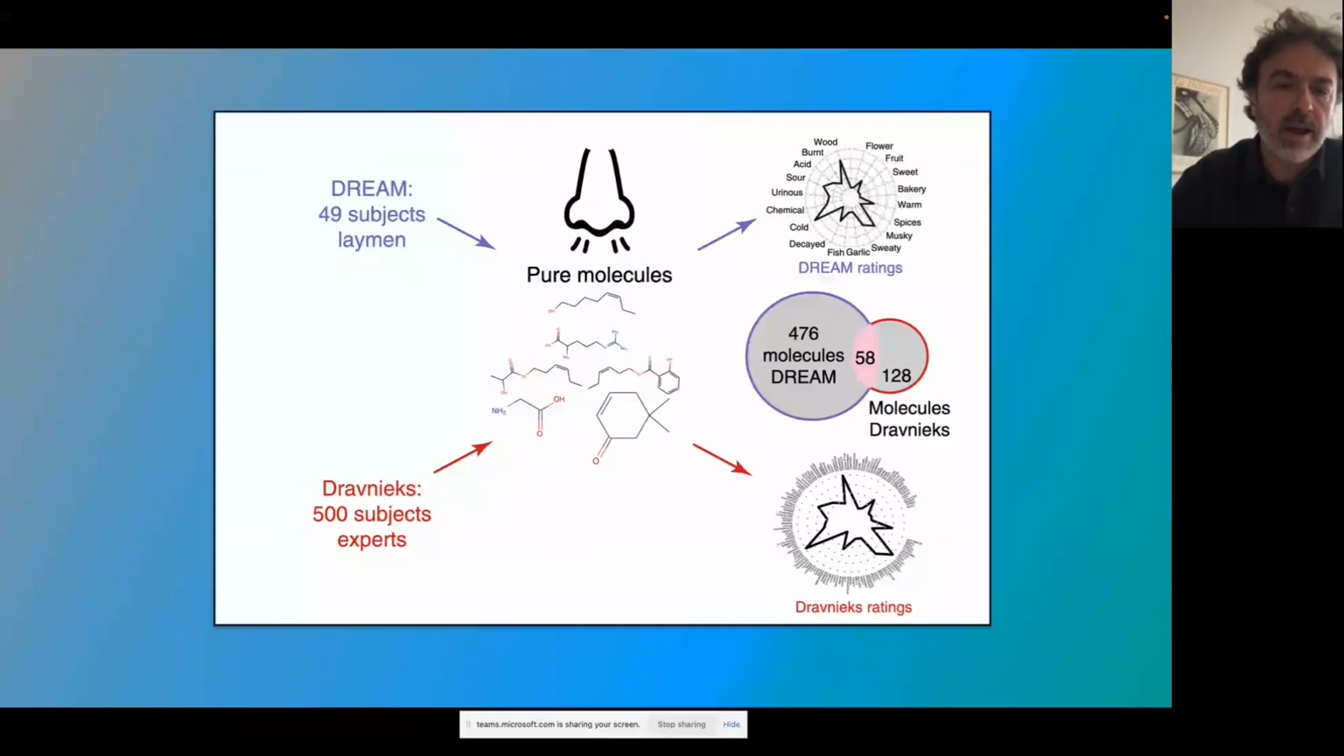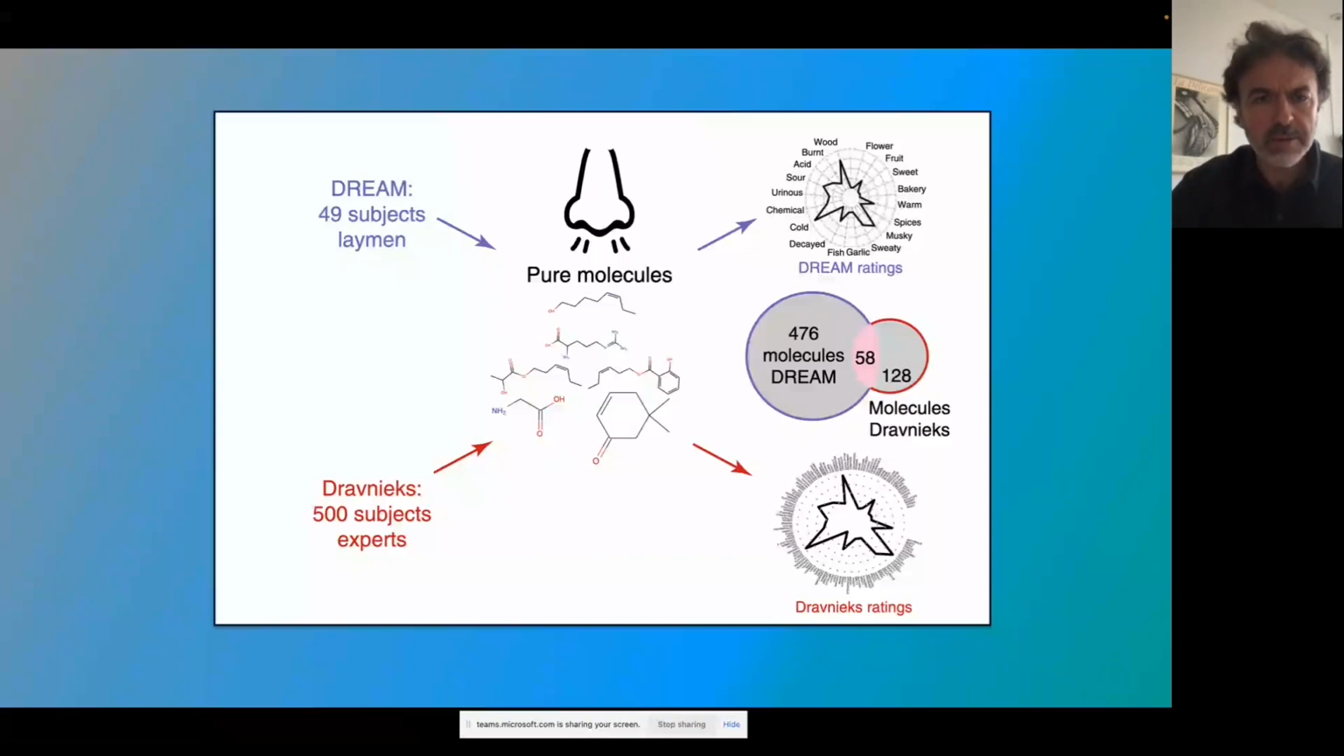But then what right away came to us was, well, can we actually try to predict the Dragnets? We tried that directly, and it's not possible. The data is just too sparse. So now that we have a good model to predict some of these descriptors, can we actually use the model to predict, with these pure molecules, even more descriptors?